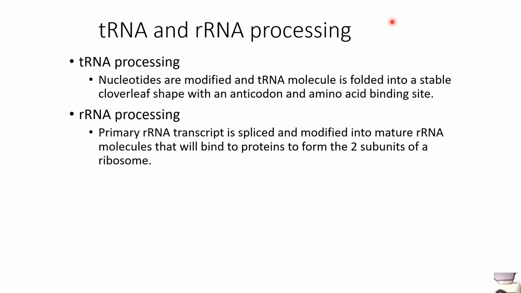tRNA processing. Nucleotides are modified and the tRNA molecule is folded into a stable cloverleaf shape with an anticodon and an amino acid binding site. The primary rRNA transcript is spliced and modified into mature rRNA molecules that will bind to proteins to form the two subunits of a ribosome.